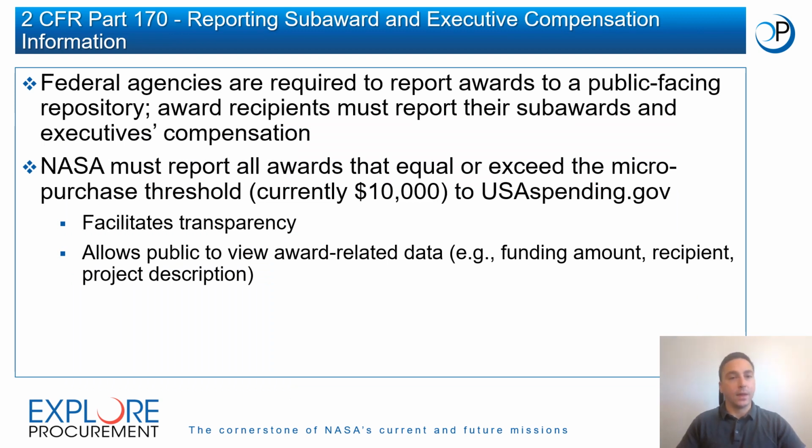2 CFR Part 170, which is titled Reporting Subaward and Executive Compensation Information, establishes requirements for federal agencies to report their awards to a public-facing repository and for award recipients to report their subawards and executives' compensation. Per this part, NASA must report all awards that equal or exceed the micro-purchase threshold, which is currently $10,000, to usaspending.gov. This facilitates transparency and allows the public to view award-related data.